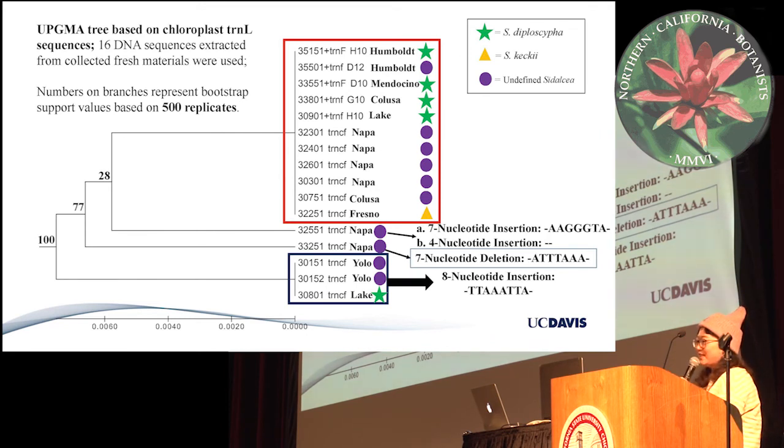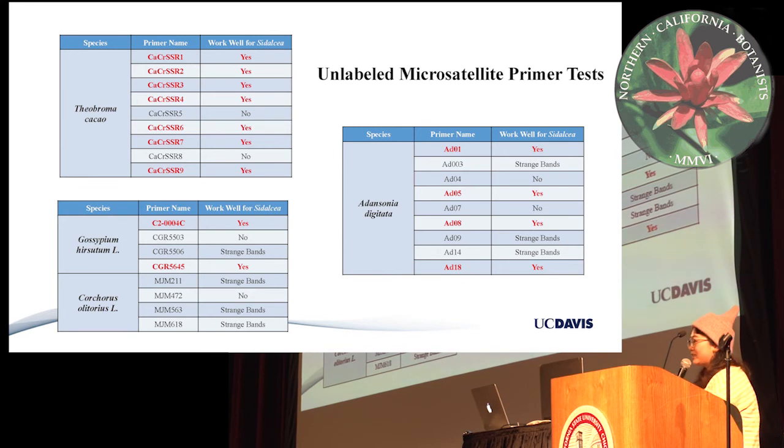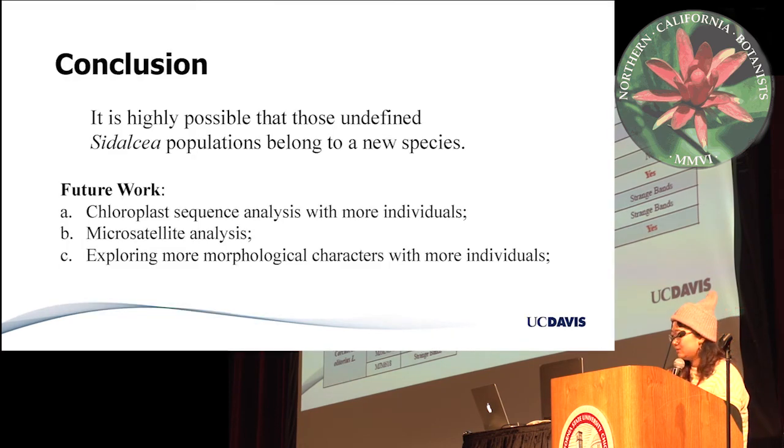It doesn't really make sense based on either genetic basis or geographic distribution. So maybe those genetic variations just happened by chance, but it's not unusual in the trn sequence. We still need to figure that out by using sequences from more individuals in the future. And for microsatellite analysis, we only did several unlabeled microsatellite primer tests that work well for other species in the Malvaceae family. Hopefully, when we're done with the microsatellite analysis, we're going to get a clear idea about the hybridization hypothesis.